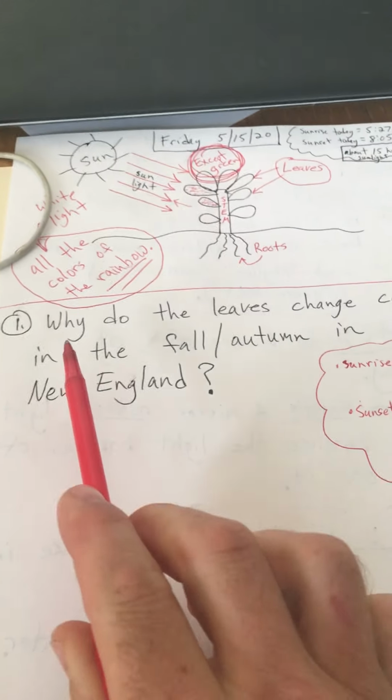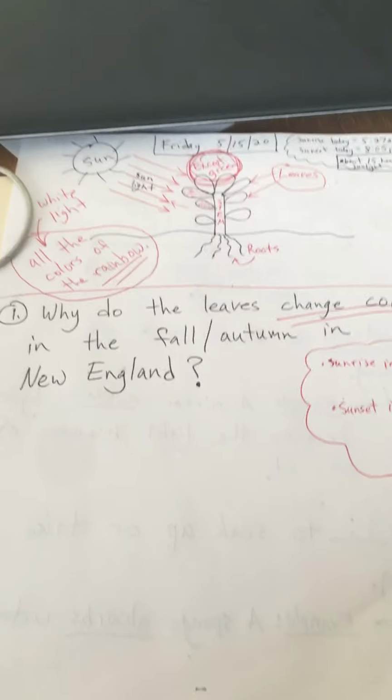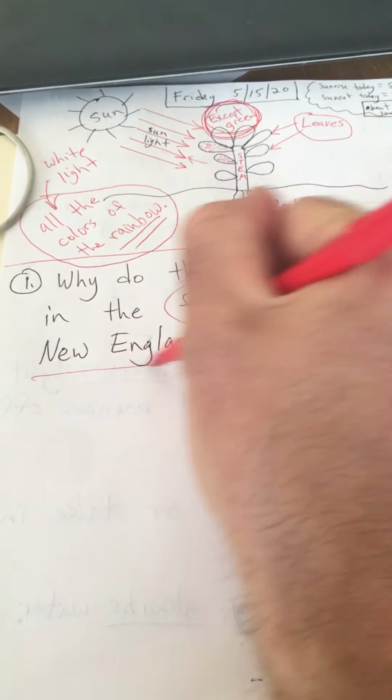Okay, so my question here says, why do the leaves change color? Why do they stop being green in the fall or the autumn? That's the name of the season. In New England, that's where we live.